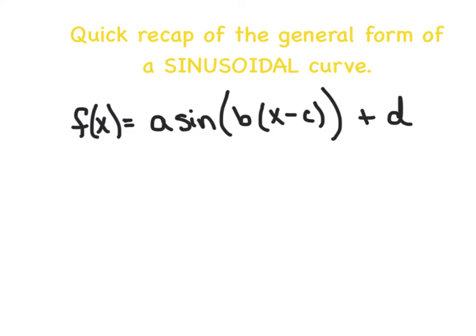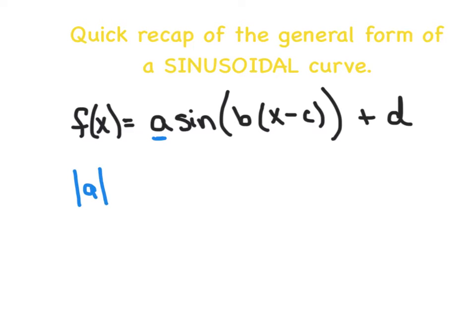Now before we go any further, eventually we're going to build on top of these horizontal shifts and start to incorporate all the other characteristics of a sine and cosine curve. We want to do a quick recap of the general form of any sinusoidal curve. Basically when we say sinusoidal, we're saying this could be a sine or a cosine function. It really doesn't matter. So we'll start with the leading coefficient of a.